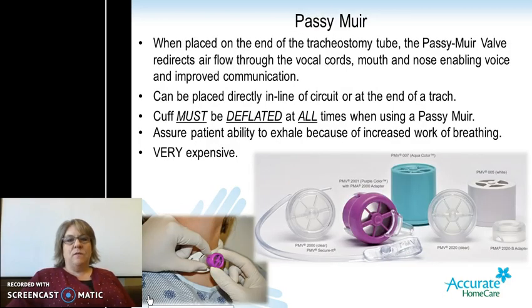The Passy-Muir valve. When placed on the end of a tracheostomy tube, the Passy-Muir valve redirects airflow through the vocal cords, mouth, and nose, enabling voice and improved communication. This valve is a one-way valve. It can be placed directly in line of a circuit or at the end of a trach tube.